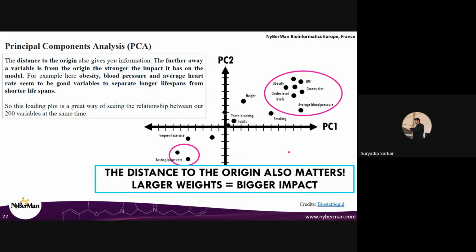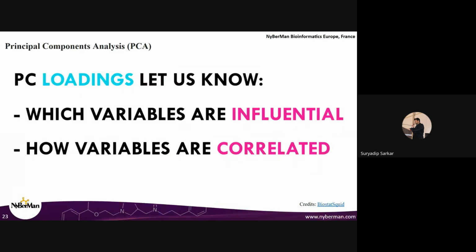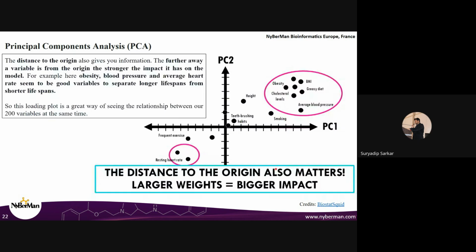Not only does it tell you which feature is more important, it also tells you the relationship between features, so to speak. So this is exactly how principal component analysis helps us identify this. PC loadings help us understand which variables are influential and how the variables are correlated. We started out with two goals: to figure out which ones are more influential, which ones are less, and how they are correlated. We have successfully understood how a PC loadings plot can tell us both.